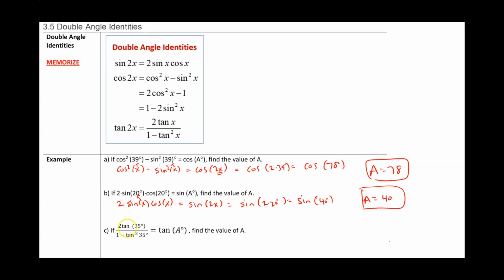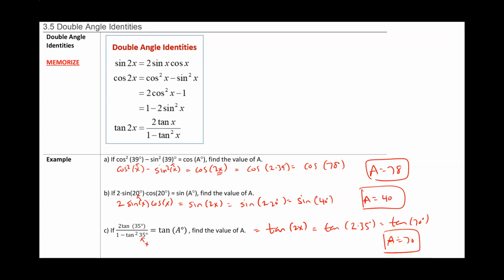In letter C, we have 2 times tan 35 degrees divided by 1 minus tan squared 35 degrees. Find tangent of a. So what is the value of a in this case? So once again, it fits this pattern: 2 tan x over 1 minus tan squared x, and this is going to equal tan 2x. Now in our case, x is 35 degrees, so we have tangent of 2 times 35, which is going to be tangent of 70 degrees, which means a is equal to 70.